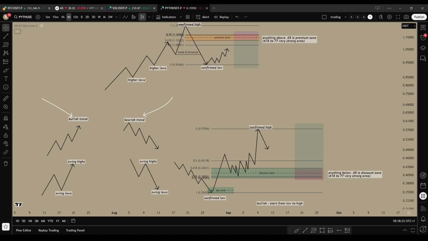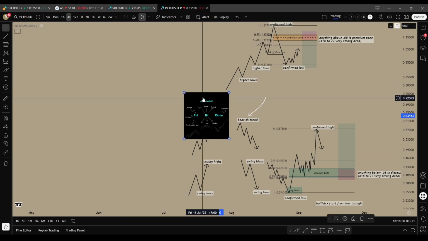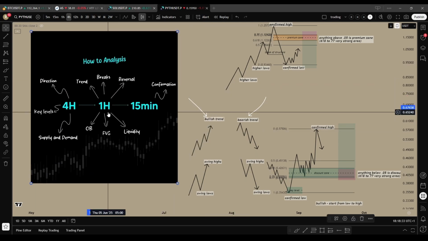Okay, so in this video, I'm going to explain how to use the Fibonacci properly and how to actually use it in combination with this. This is in the Discord, and it basically says how to do analysis, right?